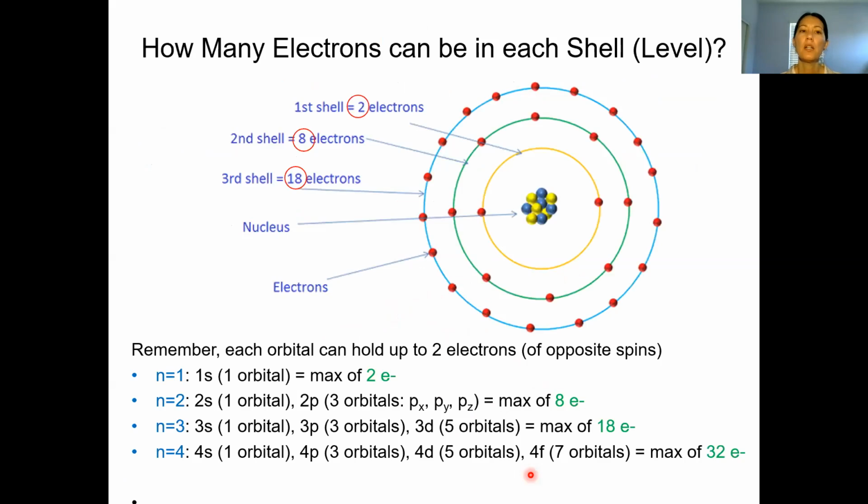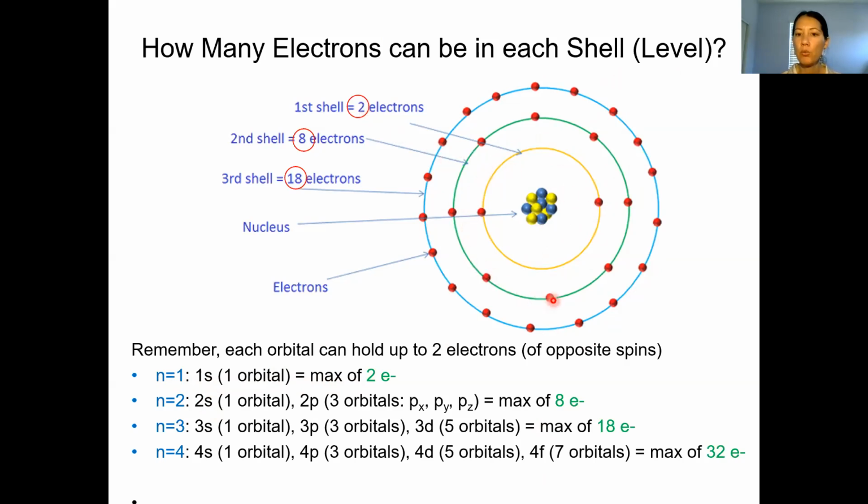Okay, I want to talk about how many electrons can be in each shell or level. These are used interchangeably. First of all, let's look at a basic stripped down version of the model of the atom. We have the nucleus in the center, n equals 1 here. N equals 1 can only have a 1s orbital to hold a max of 2 electrons. So for n equals 1, you can have a 1s, max of 2. And so we show 2 electrons here. First shell can have a max of 2.